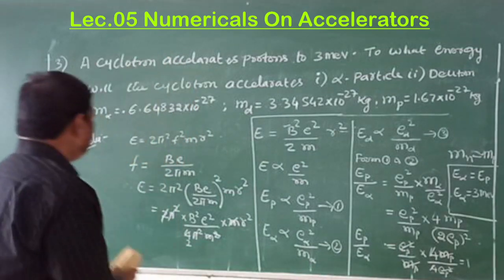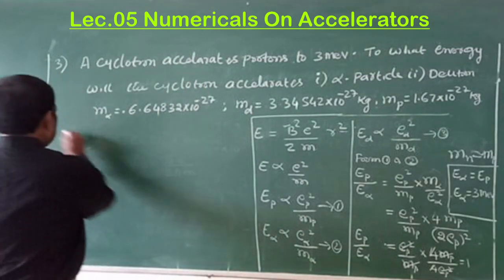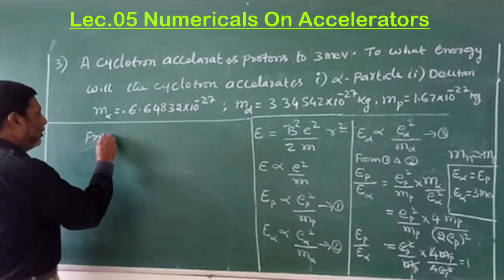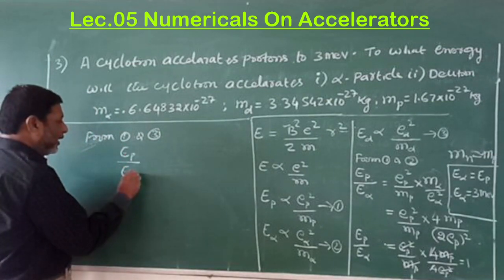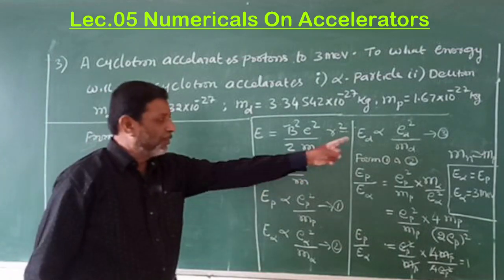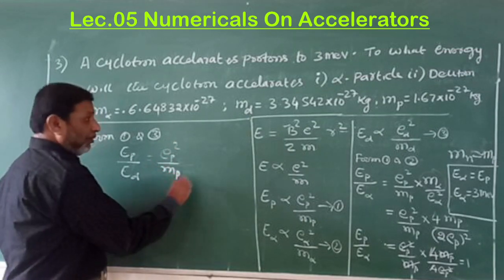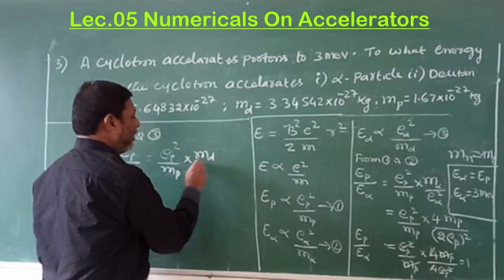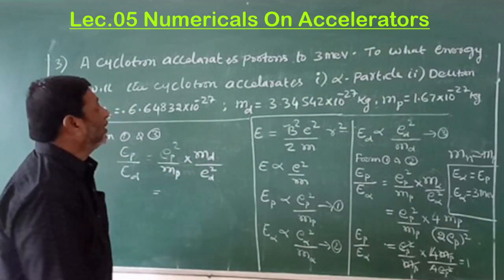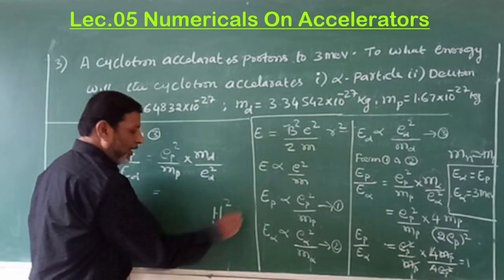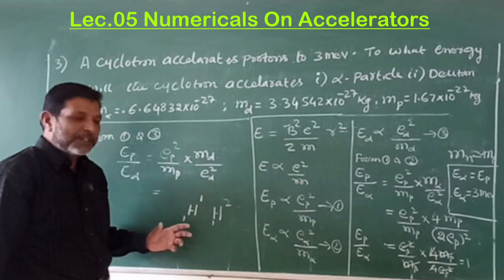Now, let us see from equations 1 and 3. EP divided by ED, that means the energy of the proton divided by the energy of the deuteron, is equal to EP square divided by MP, and divided by ED square over MD. Now a proton is hydrogen, it has only one proton.